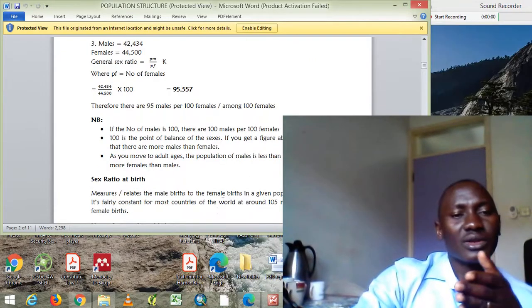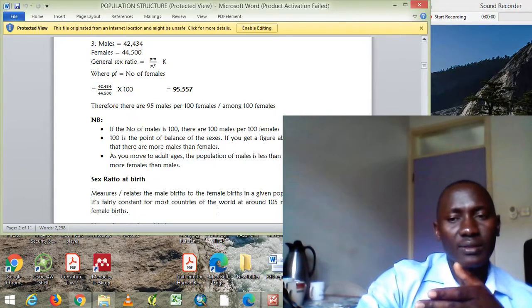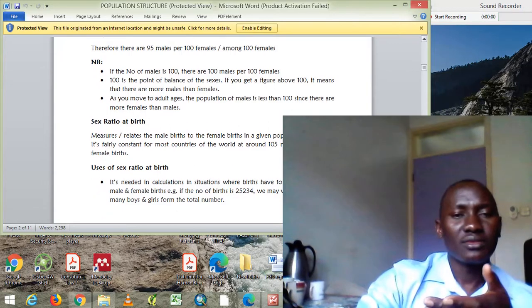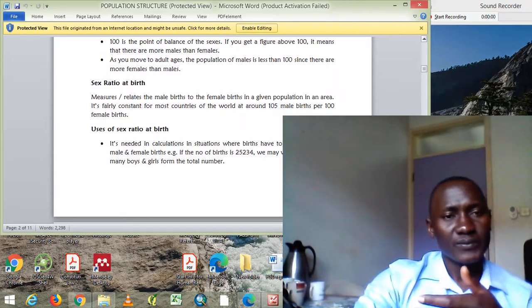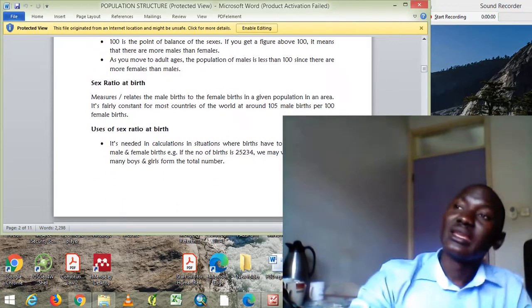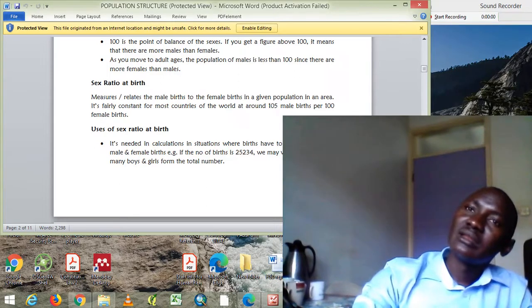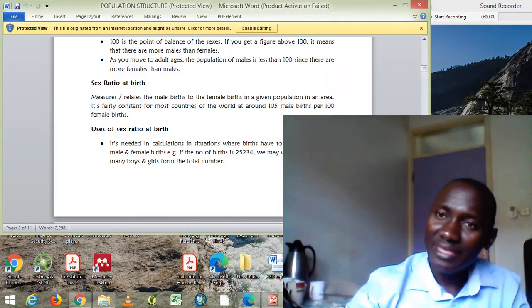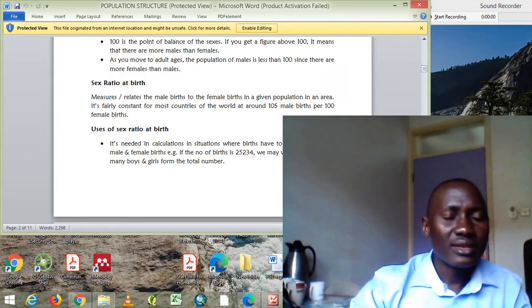Then we have also what we call sex ratio at birth. And under sex ratio at birth, this one relates male birth to female birth in a given population. For example, here we are considering how many females are born and how many males are born at birth. What's the sex ratio at birth? You're looking at children when they are born.